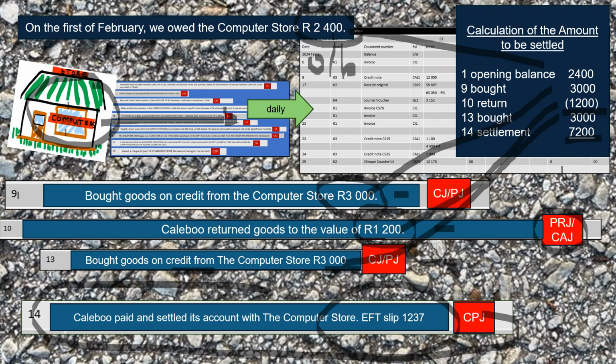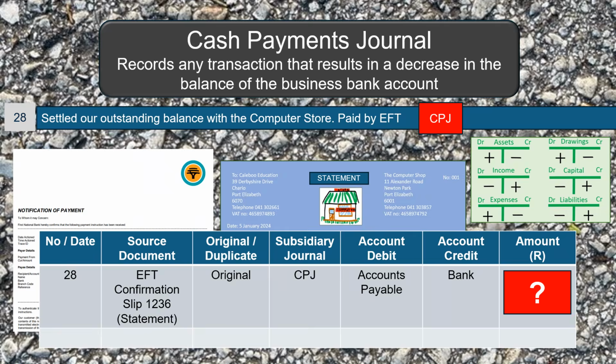So 2,400 plus 3,000 minus the return 1,200 plus the 3,000 is 7,200. So this took place on the 28th. We settled what we owed to the computer store.